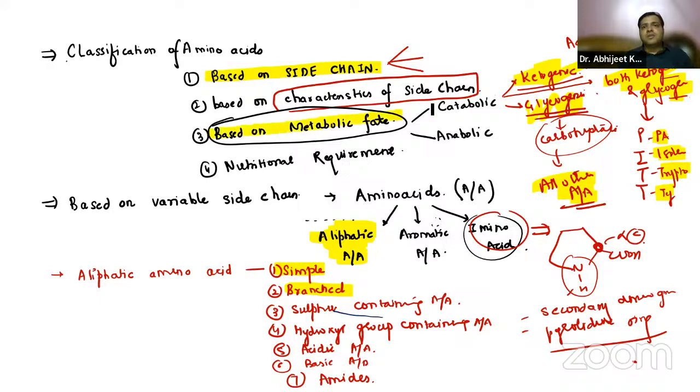So based on metabolic fate is done, based on nutritional requirement is done, essential, semi-essential, and non-essential, based on characteristics of side chain, polar and non-polar, and based on variable side chains, aliphatic, aromatic, and amino acids. So this is the basic classification of the entire amino acid.